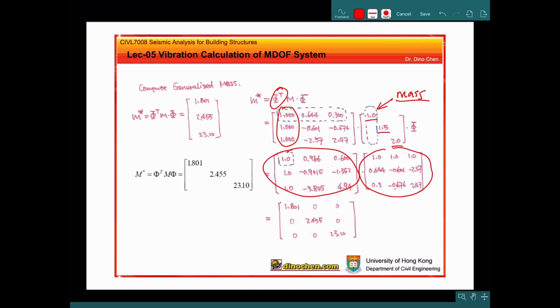So after this calculation, we can get the generalized mass for the first DOF system. For the first DOF, the generalized mass is 1.8 ton. We can transfer it to write like this. We just capture the diagonal element of this matrix. This is the generalized mass matrix calculation. So we can know that this is a different modal mass for the different mode.